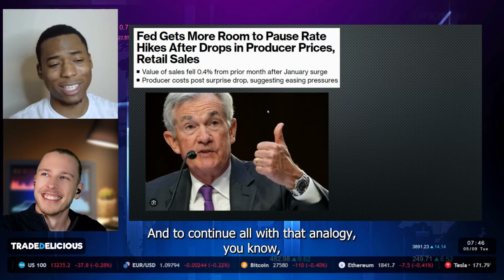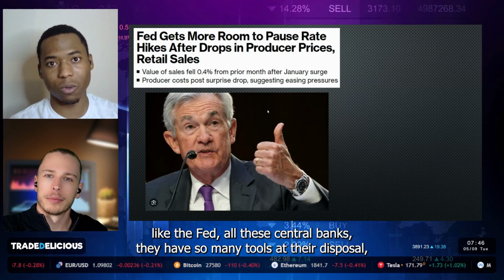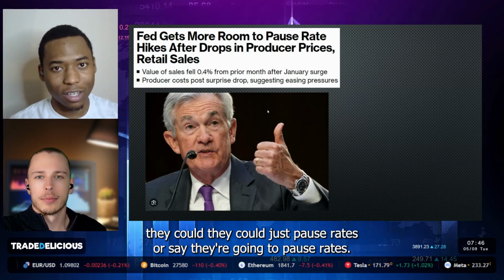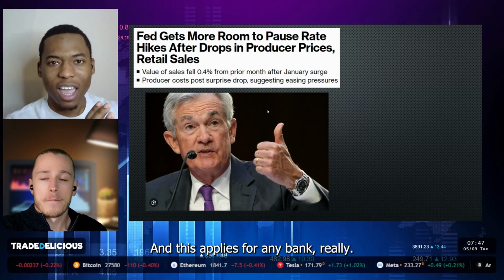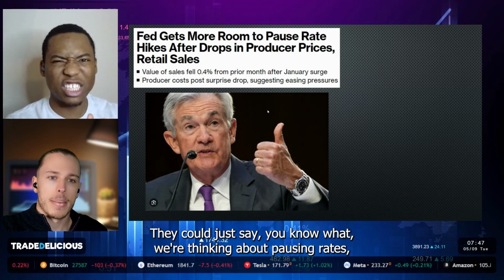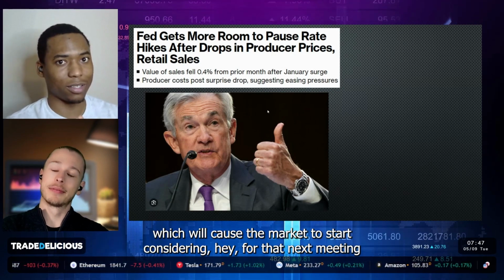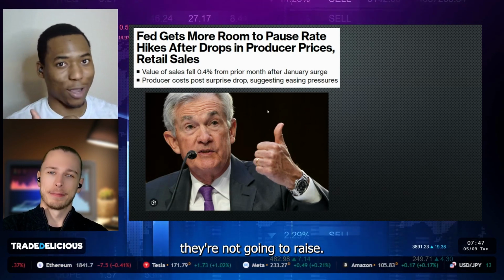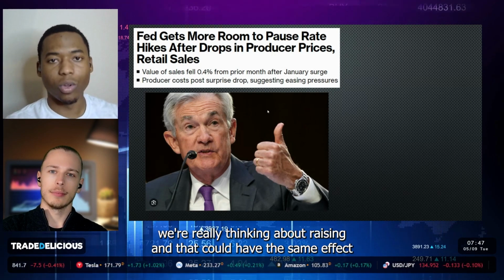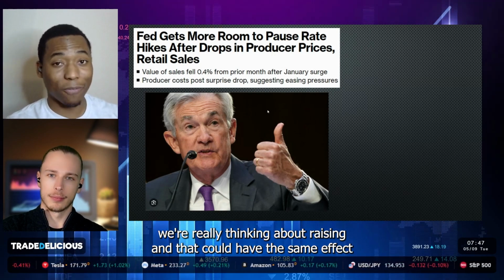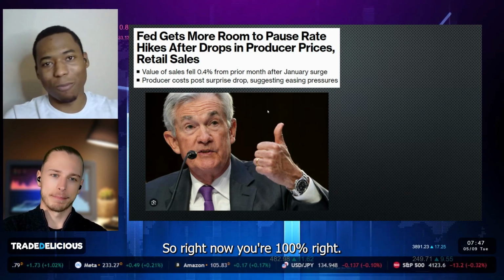Right, right. And to continue on with that analogy, the Fed and all these central banks have so many tools at their disposal. They could just pause rates, or say they're going to pause rates, and this applies for any bank really. They could just say, you know what, we're thinking about pausing rates, which will cause the market to start considering, hey, for that next meeting, they're not going to raise. And then a week before the meeting, someone could come out and say, we're really thinking about raising. And that could have the same effect on the economy as them actually raising. So yeah, right now, you're 100% right.